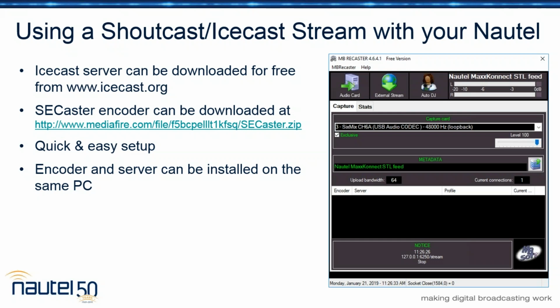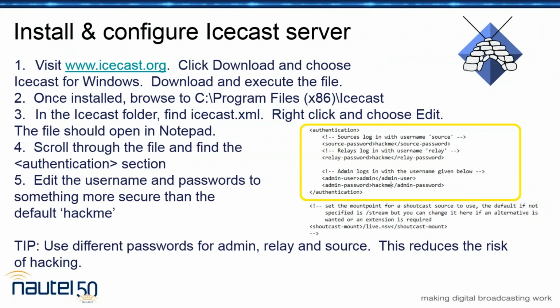So moving on, the configuration and installation of the Icecast server, like I said, visit icecast.org, download it and choose Icecast for Windows. And then when you download it, you'll install the file. Once it's installed, you want to browse to your C drive into Program Files x86 and the Icecast folder. Then in that Icecast folder, there's an XML file called icecast.xml. You'll want to right-click on that and go to Edit, and then the file should open in Notepad or Notepad++ or WordPad or some basic text editor.